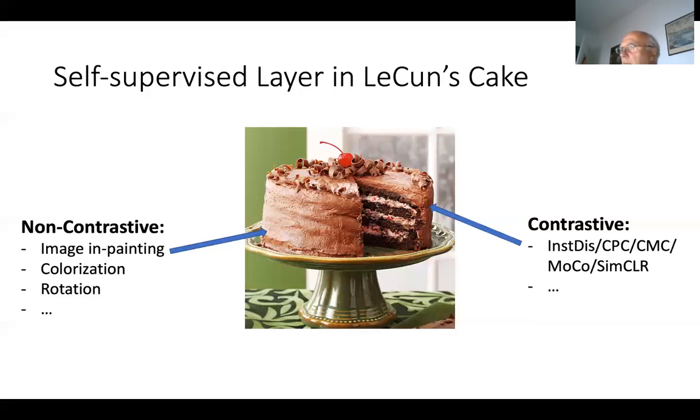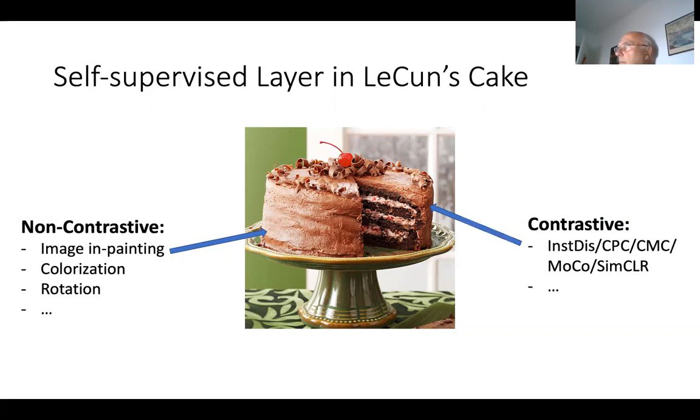Here I roughly divide the previous self-supervised visual representation learning approaches into two categories. First is the non-contrastive approach. You can see there are many neat ideas there, such as image inpainting, colorization, and predicting the rotation of the image. Of course, these ideas are very neat, but you can see there is not a very clear link between all these approaches. It's like just some random walk inside the methodology space.